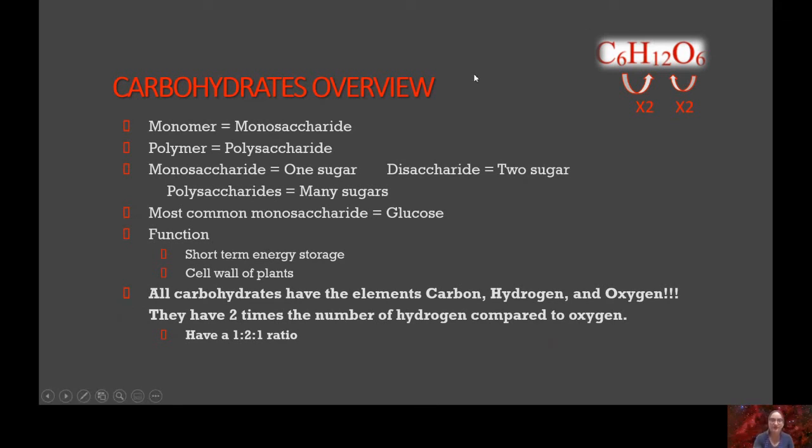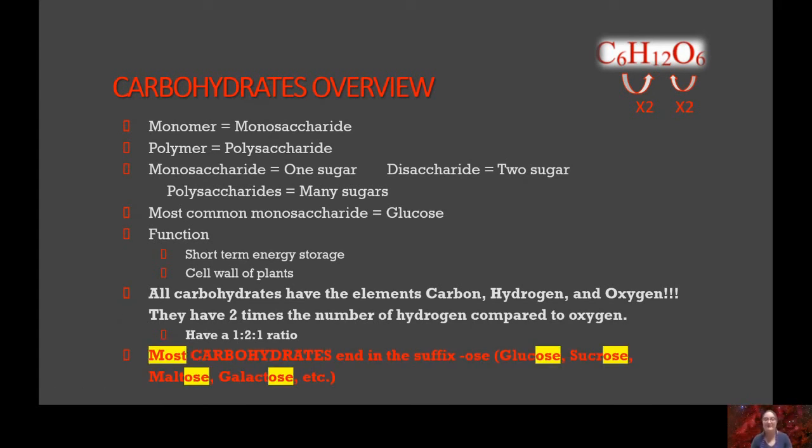Now, another thing you may have noticed earlier that I did not bring up is the fact that they end up in the letters OSE. Most carbohydrates do end with the "ose" suffix, and that's how you can tell they're a carbohydrate. Glucose, sucrose, maltose, galactose, fructose, all the "ose" endings will let you know that it is usually a carbohydrate.